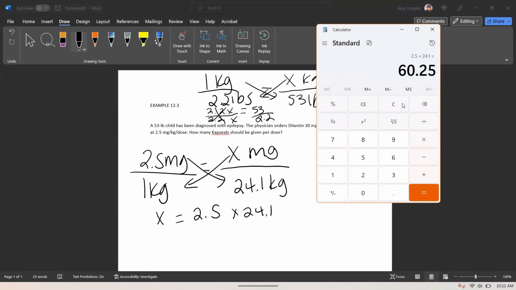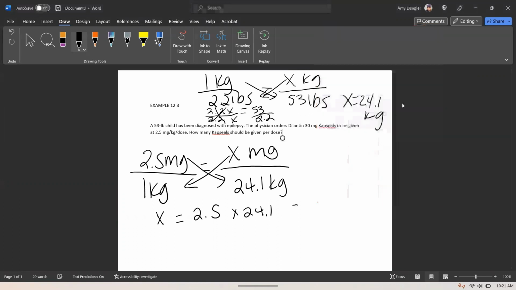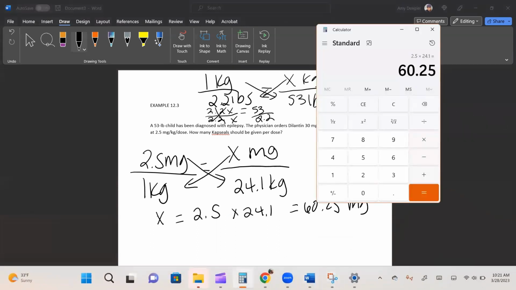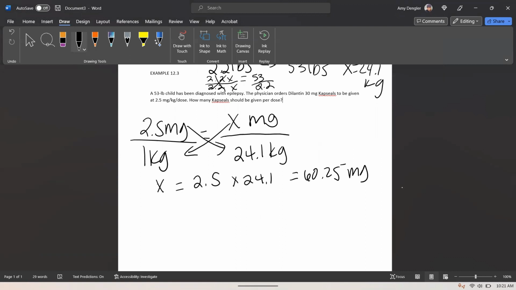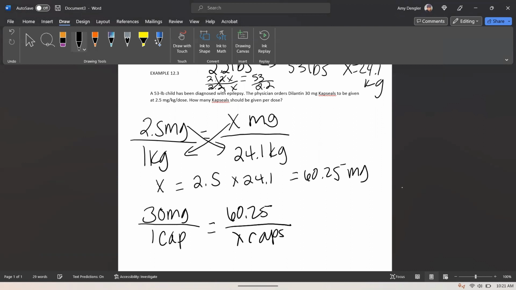So we get 60.25 milligrams. All right, then we have the capsules, which are just capsules. So we have 30 milligrams as 1 cap. And we need to give the patient 60.25. How many caps?